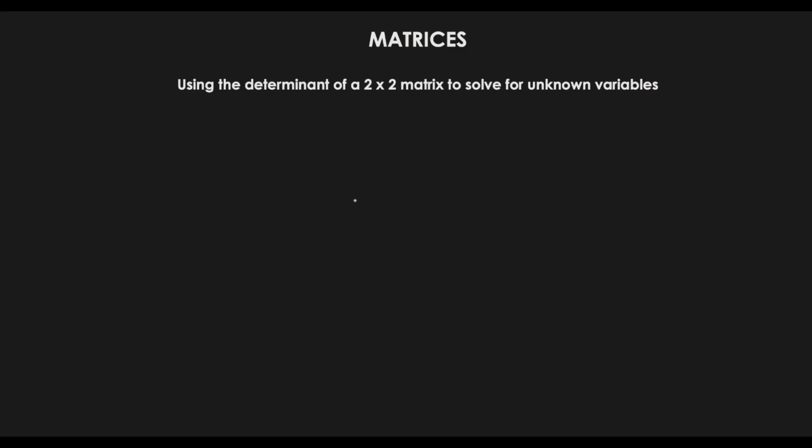In this video, we're going to use the determinant of a 2 by 2 matrix to solve for unknown variables found in a matrix. So just a quick review. We did this in a previous video, which you can find in the description below.